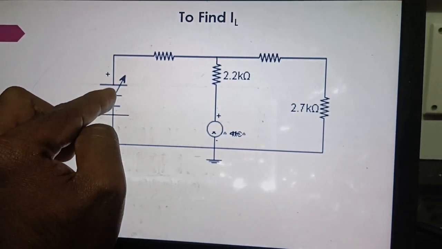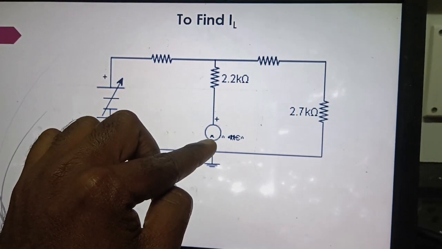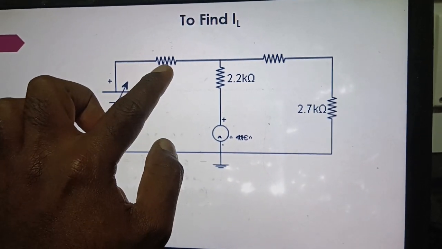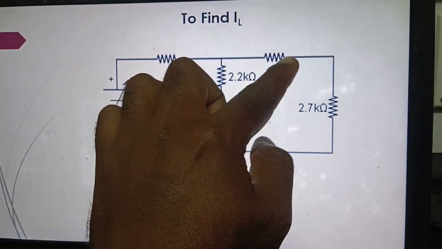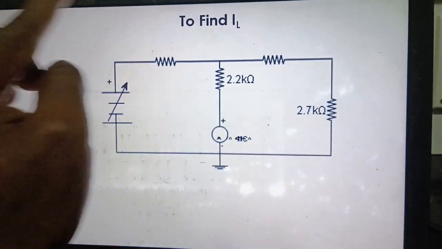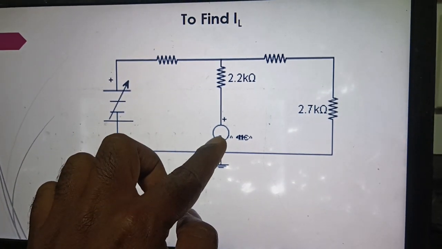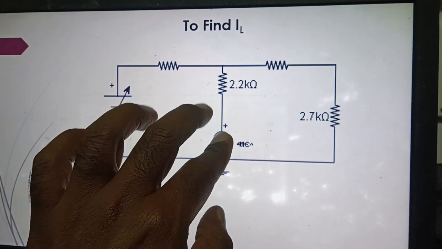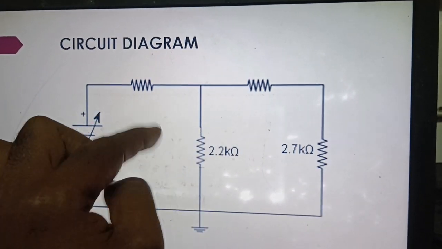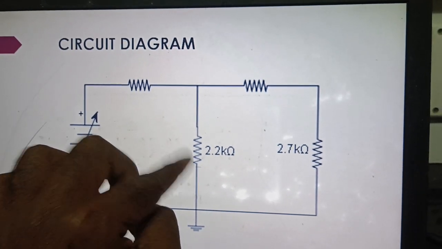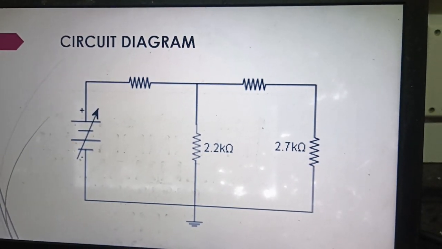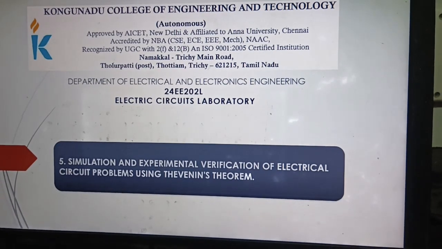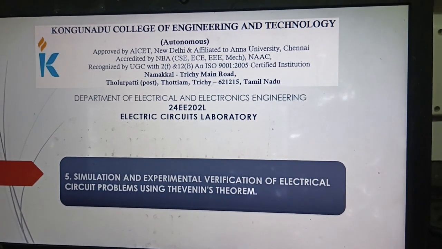Then we can find out the final load current value. For that, input voltage source, resistance 1 kilo ohm, 2.2 kilo ohm, 3.3 kilo ohm as well as 2.7 kilo ohm. For measuring the load current, we are using an ammeter here across the 2.2 kilo ohm as per the circuit like this. Okay, let us check whether Thevenin's theorem is verified or not in a practical manner.